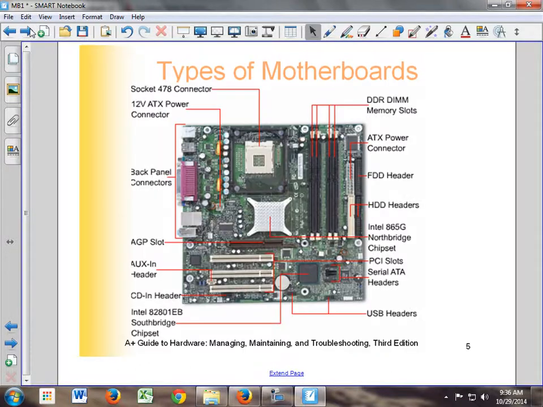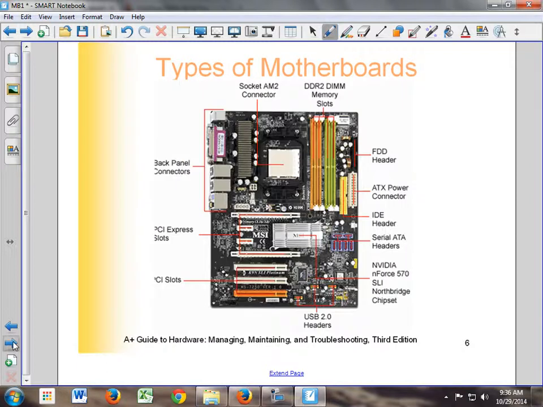Okay, so again, as we look at these, we have our back panel connectors, we have our CPU socket, we have our memory slots. I'm going to go to a more current motherboard here. Just so you know, one with an array of holes is PGA, and therefore it's AMD. And this one, in fact, says AM2, which is one of the AMD sockets.